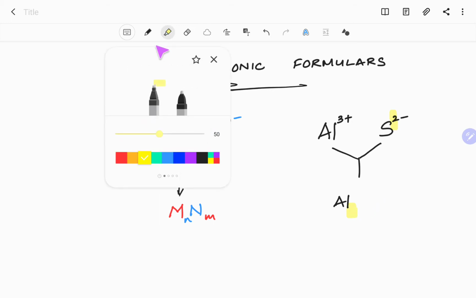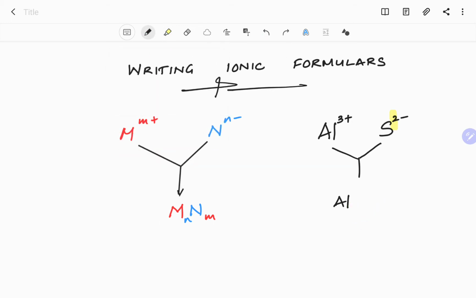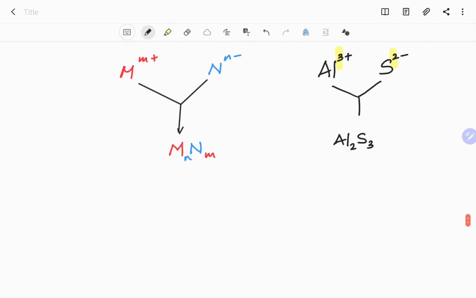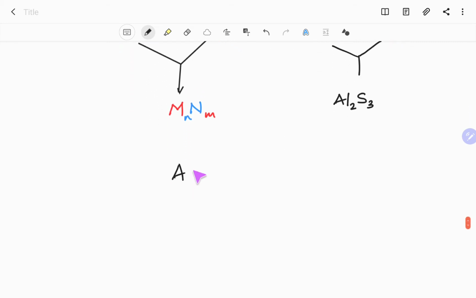You put 2 next to aluminium, and then write the non-metal ion, and then take the charge from the metal, without the sign, and write it as a subscript, so it will be 3. So this is how you write a chemical formula for the two ions, aluminium and sulfide. The chemical formula will be Al2S3. This is the final chemical formula.